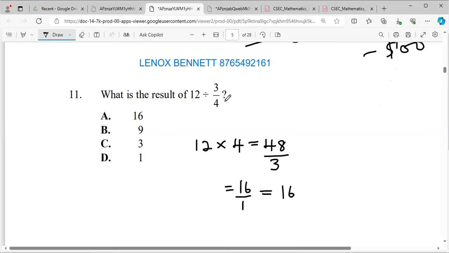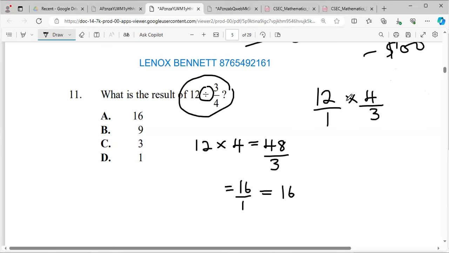All right. So I agree. The reason why I agree, we can rewrite 12 as a fraction as 12 over 1. We know that when we are dividing, we change the division to what? Multiplication. And then we reciprocate. So 3 over 4 is going to become 4 over 3. And of course, 12 times 4, that's 48. And 48 divided by 3 will give us the 16, as is rightfully said. So that would be A.